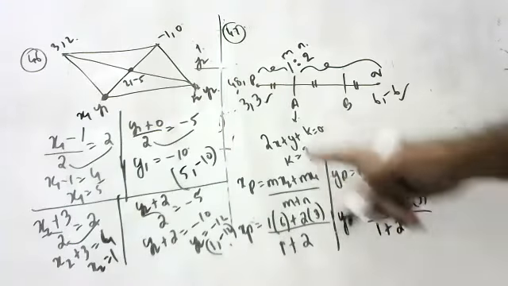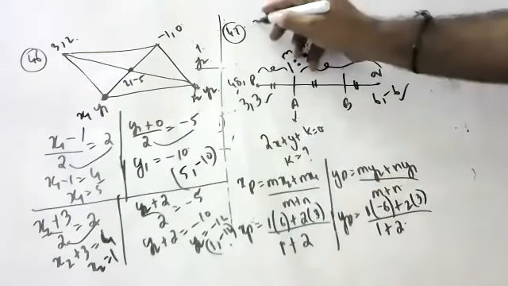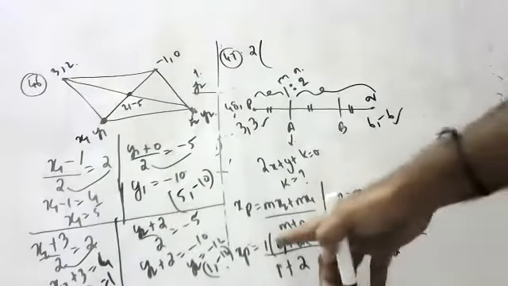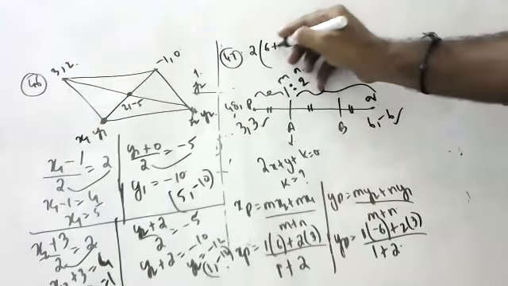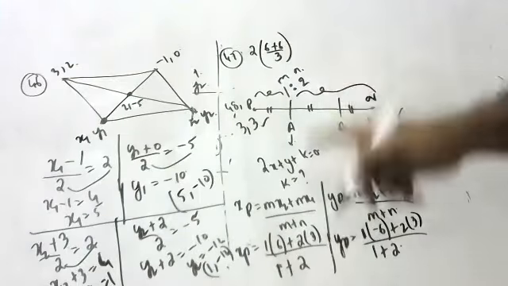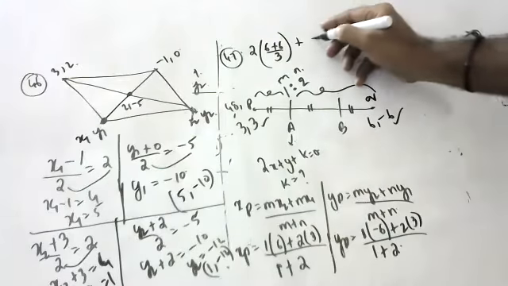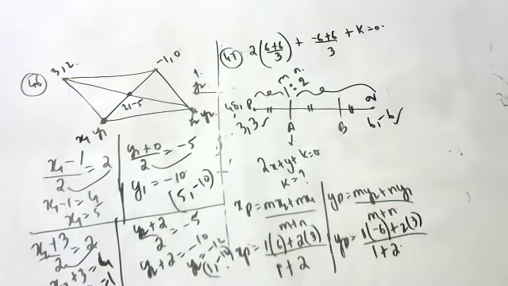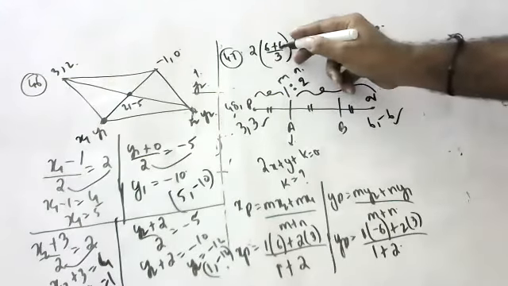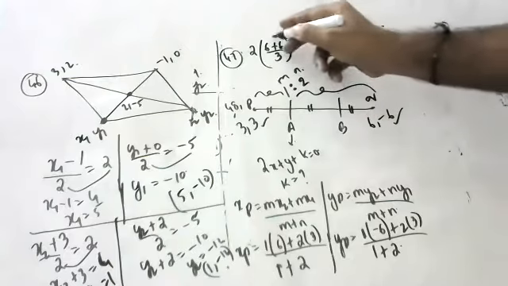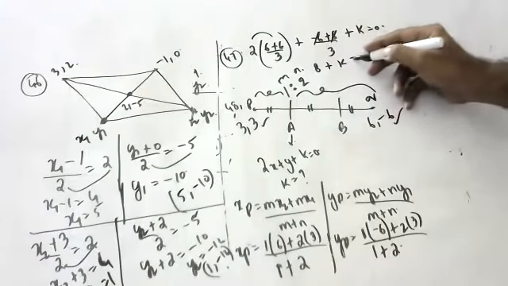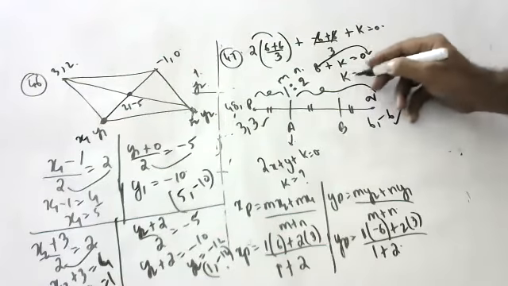This x, this y, can you substitute in this formula? 2 into (6 plus 6 by 3) plus (minus 6 plus 6 by 3) plus k is equal to 0. 6 plus 6 is 12, 12 by 3 is 4, so that will be plus 8, and the other term is 0. So k is equal to minus 8.